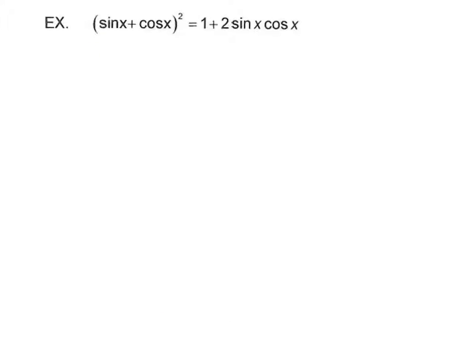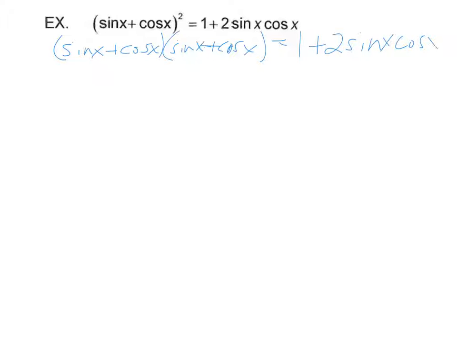In parentheses, sine x plus cosine x all squared equals 1 plus 2 sine x cosine x. Everything already is sines and cosines. None of those things are identities. So one of the strategies is to FOIL. When you have something in parentheses squared, you write it twice and you FOIL it. And then the right side, there's not really anything we can do with that. So filling that out first, outside, inside, last.